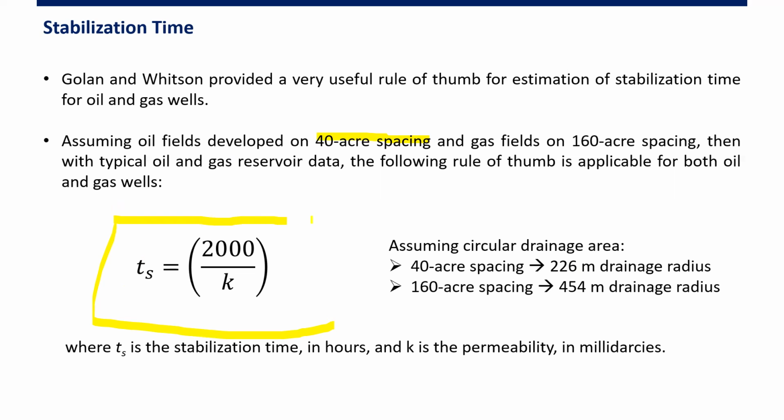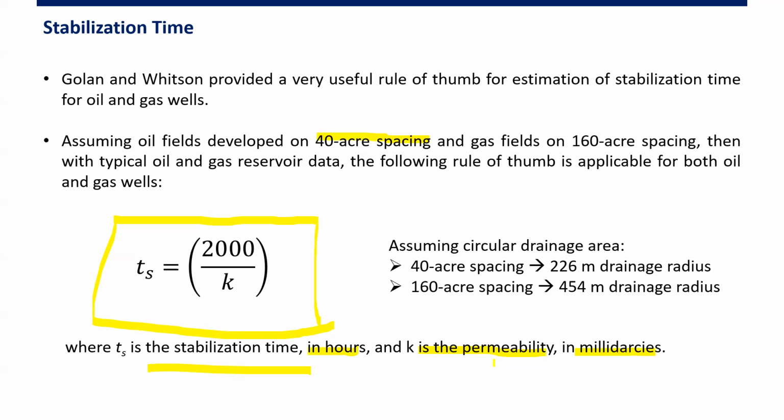So we have TS, or the stabilization time, in hours, which can be estimated with this formula. TS equals 2000 divided by K, and K is the permeability in millidarcies. It's very simple, straightforward, and handy. You always know, or you must know, the permeability. So if you have the permeability in hand, you can get the stabilization time.